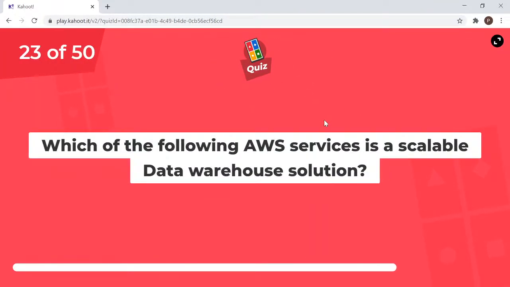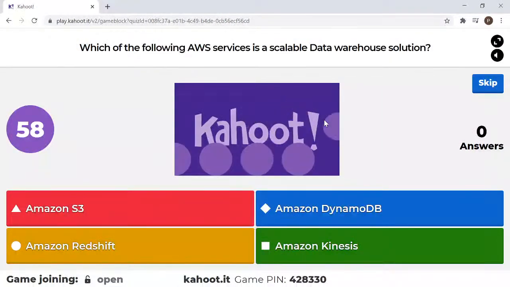Which of the following AWS services is a scalable data warehouse solution? Amazon S3, Amazon DynamoDB, Amazon Redshift, Amazon Kinesis.